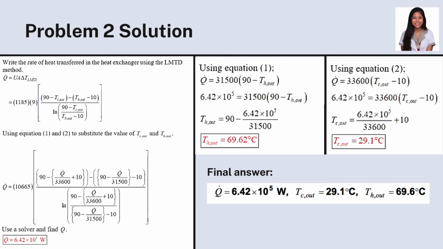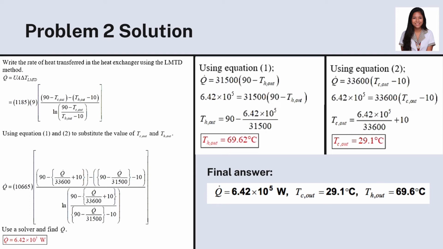And using equation 1, we can then get the hot fluid temperature of the outlet stream, which will be 69.62 degrees Celsius. And by using equation 2, we can then get the cold fluid temperature of the outlet stream at 29.1 degrees Celsius. So the final answer is summarized right here. So that's basically how to solve a simple sample problem regarding the counterflow double pipe heat exchanger.